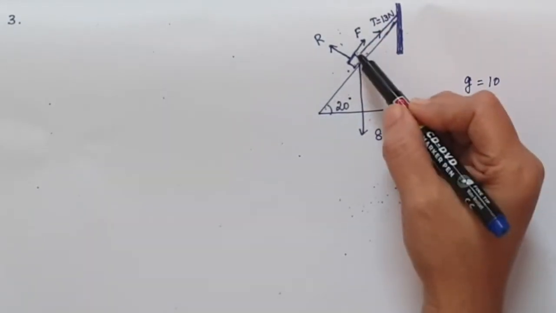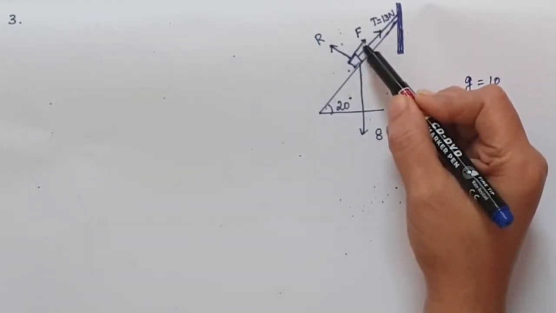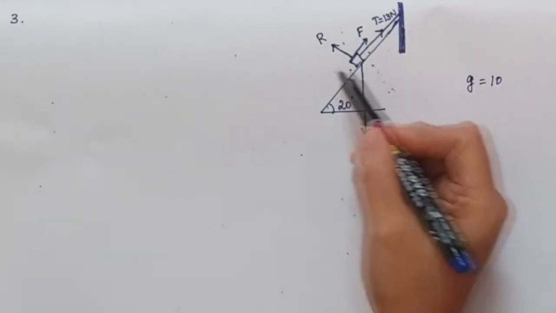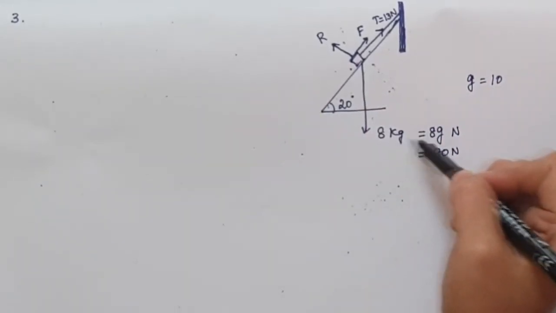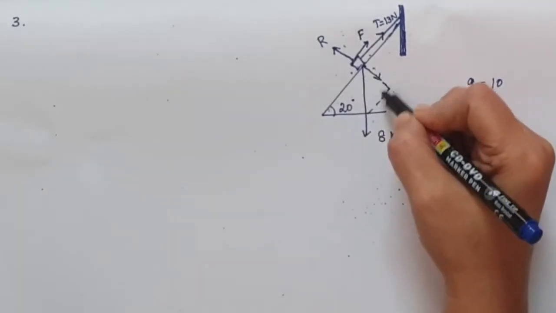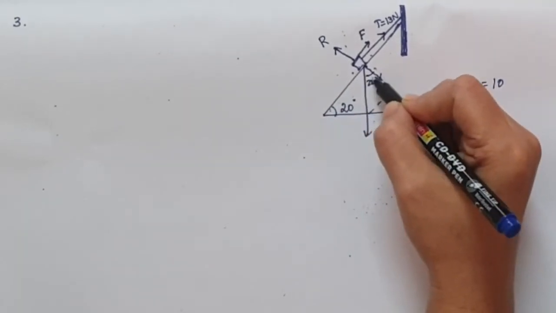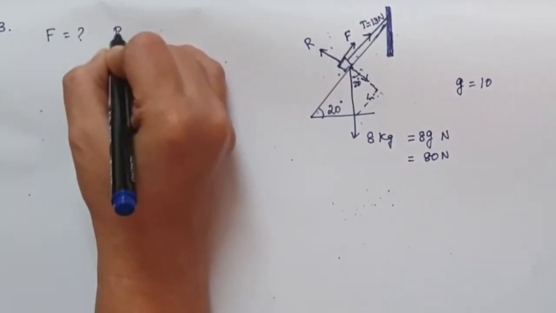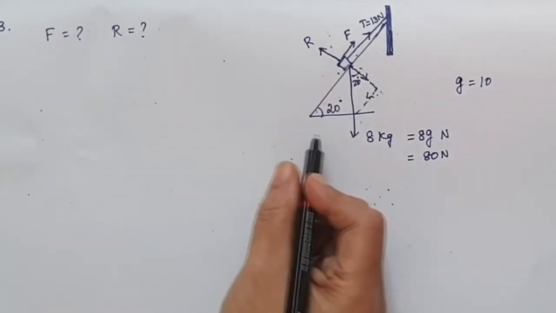Now, the frictional force is parallel to the plane, so there is no need to resolve it. The tension is also parallel to the plane. The only force which has to be resolved is the weight. So this way and this way, this is 20 degrees. We need to find F and the normal reaction R in this question.